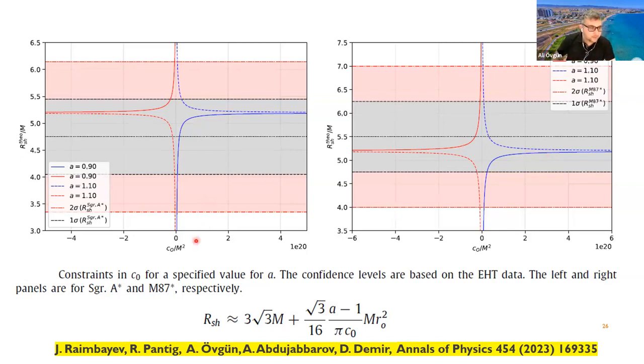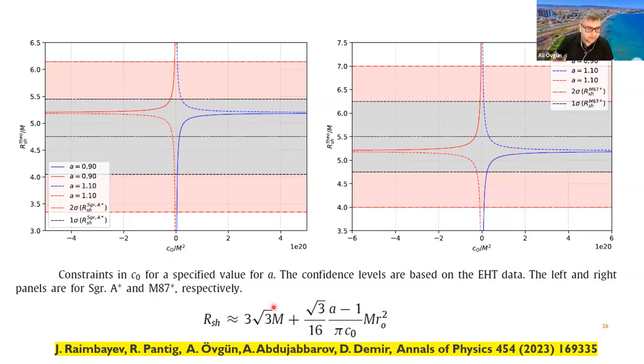For example, you can see in the 1 sigma region, the shadow radius is constrained with respect to alpha. Here, instead of alpha, we say the A value, and you can see what the C0 values should be. Okay, so you can say that these A and C0 values are in the allowed region.